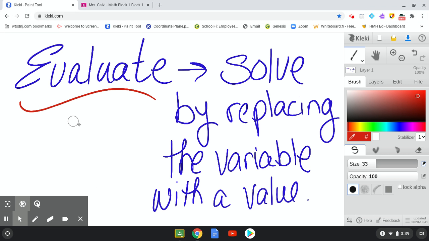So here you will see the word evaluate pretty often. So basically when we evaluate, we are solving by replacing the variable with a value. Pretty much what I just did before when I had x plus 3 and I plugged in 2 for x and then added my 2 plus 3. So evaluate means to solve by replacing the variable with a value and then coming up with a final answer.